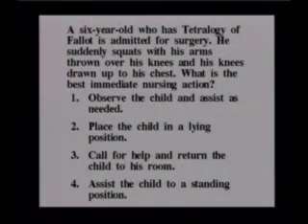Another question for us. A 6-year-old who has tetralogy of Fallot was admitted for surgery. He suddenly squats with his arms thrown over his knees and his knees drawn up to his chest. What is the best immediate nursing action? 1, observe the child and assist as needed. 2, place the child in a lying position. 3, call for help and return the child to his room. Or 4, assist the child to a standing position. And the best answer is number 1.